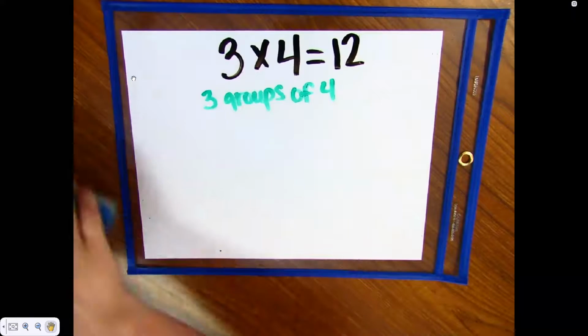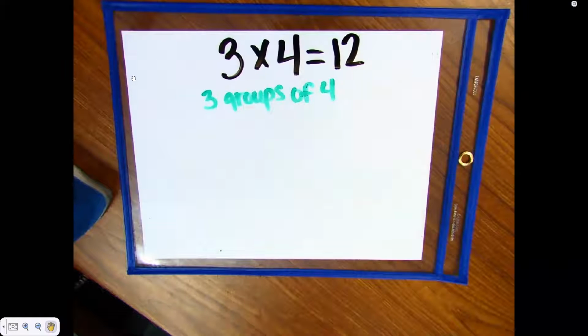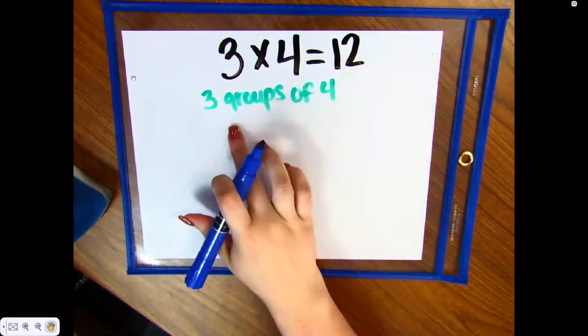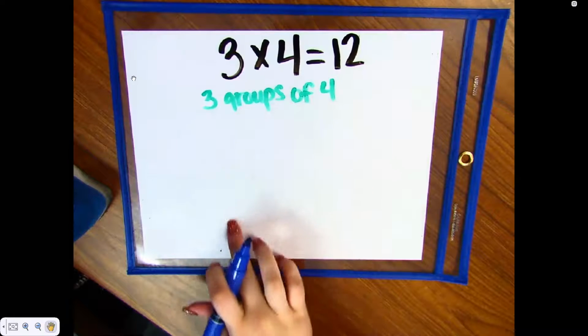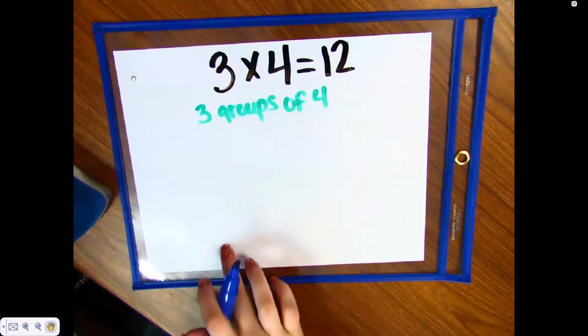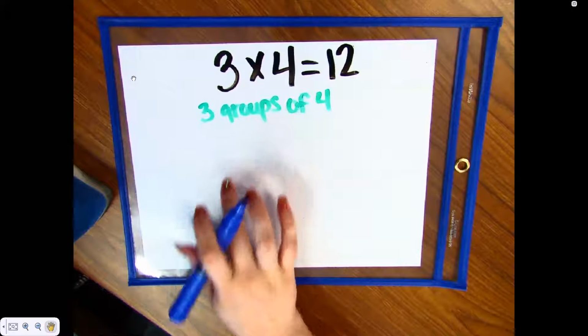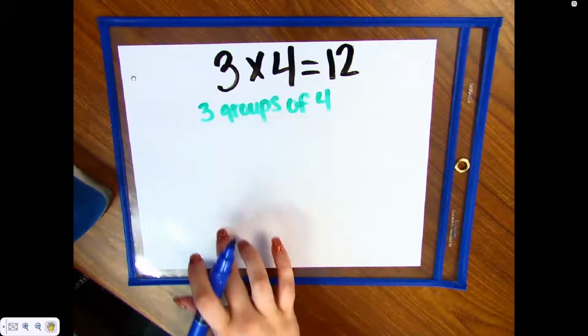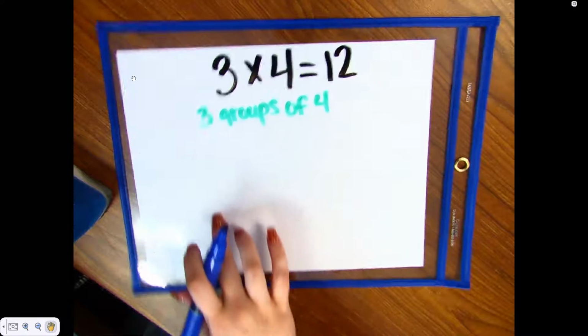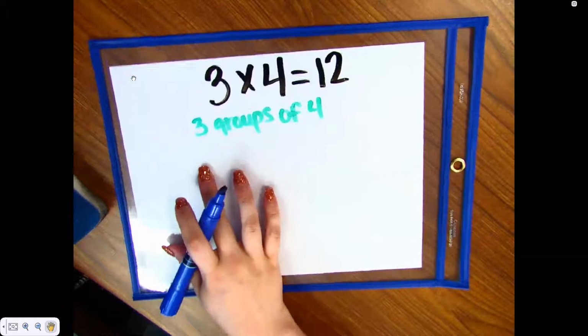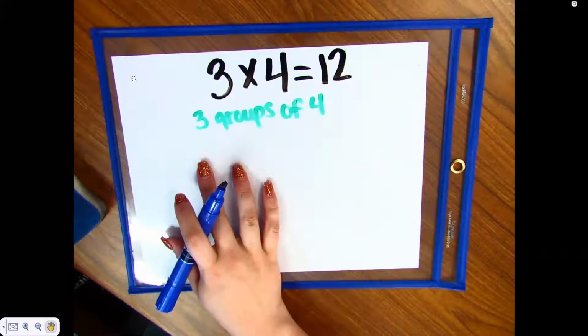If I use an array, how many X's should I put on the side? Because I want to start with my side first. Michael, how many X's do you think I should put on the side? 3.